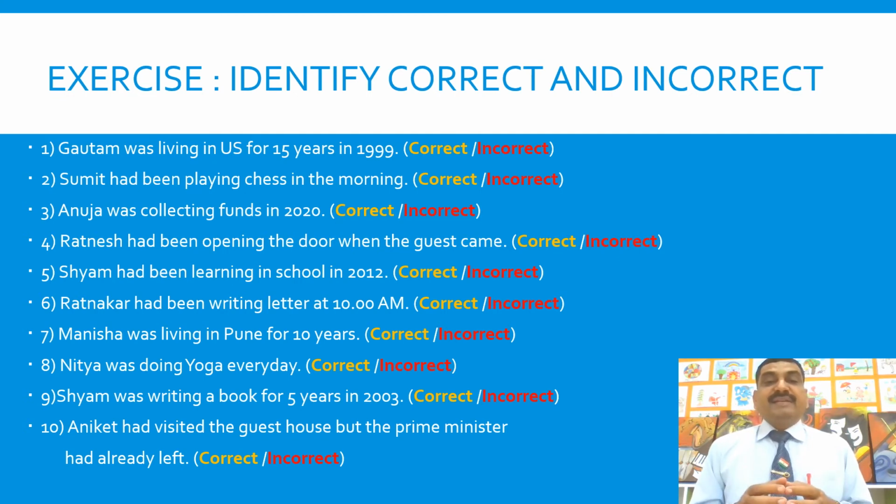Ratnakar had been writing a letter at 10 a.m. How much time does it take to write a letter? 10 minutes, 20 minutes. So short span of time. Obviously, it should be continuous past. Ratnakar was writing a letter at 10 a.m.